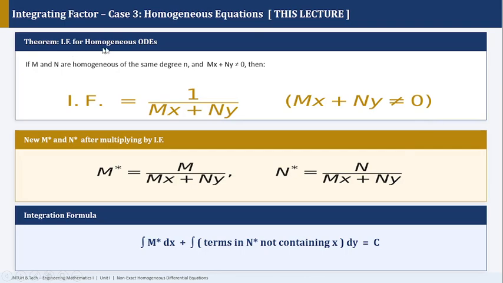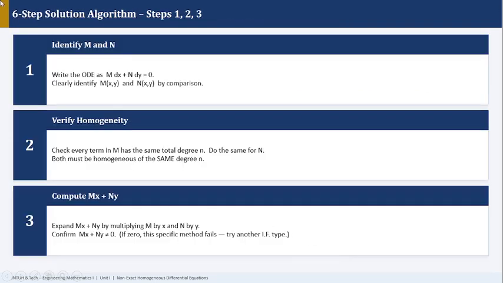The theorem on the integrating factor for a homogeneous ODE: if capital M and capital N are homogeneous of the same degree n and Mx plus Ny is not equal to 0, then the integrating factor is 1 by Mx plus Ny. After finding the integrating factor, we multiply capital M with the integrating factor, call it M star, and we multiply capital N with the integrating factor, call it N star, right? And the general solution is integral M star dx plus integral of terms in N star not containing x dy equal to c. And this is the 6-step solution algorithm.